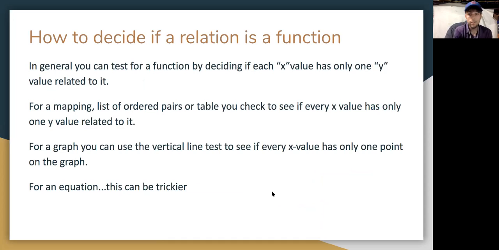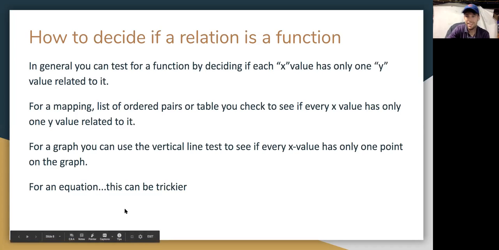Okay, so how to decide. Here's a quick summary of how to decide if a particular relation is a function or not. In general, you can just look at the points or the x's and y's and make sure that every x has only 1 y. So every element in our domain, our input set, is only related to 1 element in the output set. For a mapping, again, you can just look at that. And for a graph, you can always just use the vertical line test.